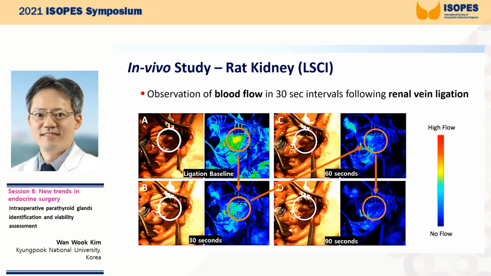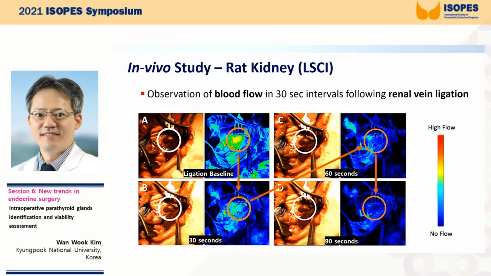Next, to assess the viability of tissue with the imager, the laser spectral contrast imager was used to observe the left kidney blood flow using mode 2 after renal vein ligation. We examined the color change over time at intervals of 30 seconds. The important thing to note here is that there are no visible changes of the kidney detected in the color display.